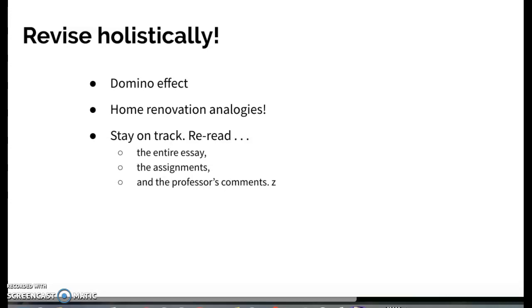Okay. Also, it's a good idea to help stay on track to reread the entire essay, right? Don't simply make some changes and move on. You're going to periodically need to reread your whole essay to make sure it still works as a whole. Reread the assignments and the professor's comments to make sure that you know what it is that you're going toward. Keep your purpose in mind.